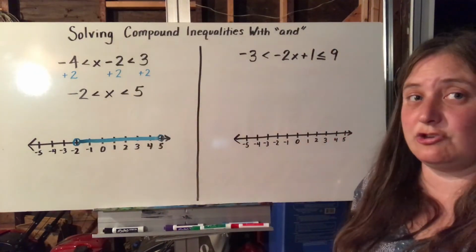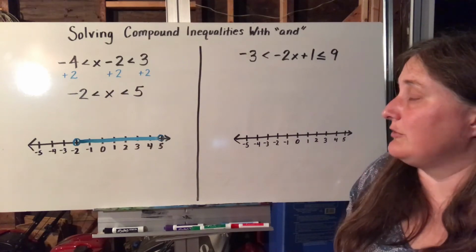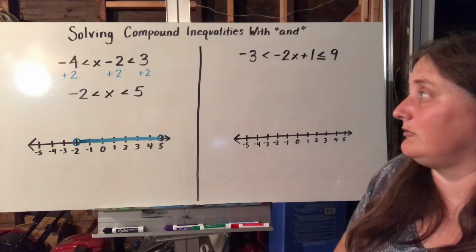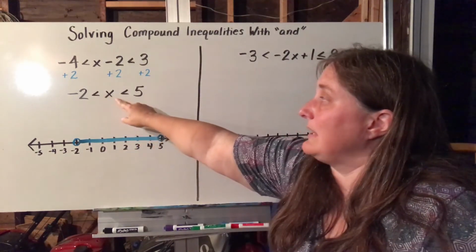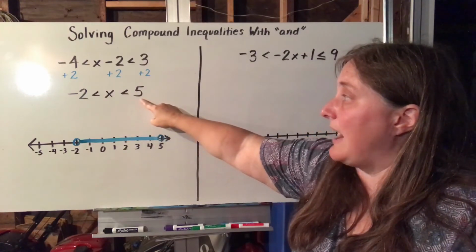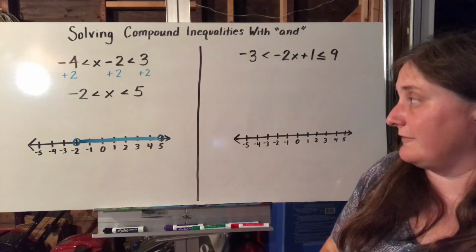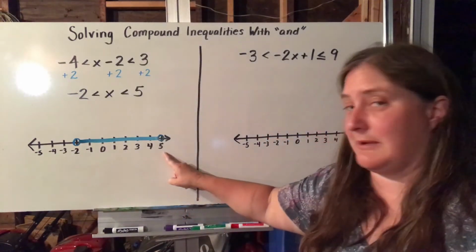So I'm going to add 2 to all of the sections of my inequality here. So I'm adding 2 to the -4, I'm adding 2 to the middle section, and I'm adding 2 to the 3. So on this side I'm getting -2, here I'm getting x by itself, and here I'm getting 5. So x has to be between -2 and 5. It can't be equal to either of them, so I use 2 open circles on my graph.